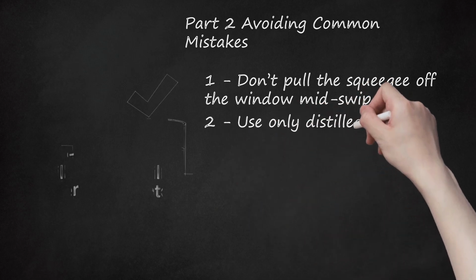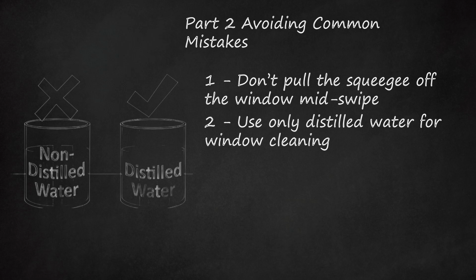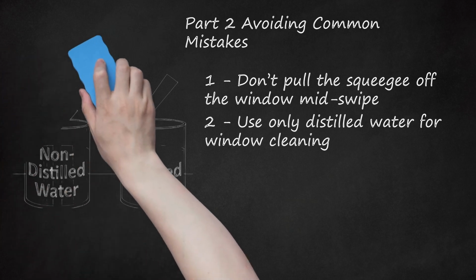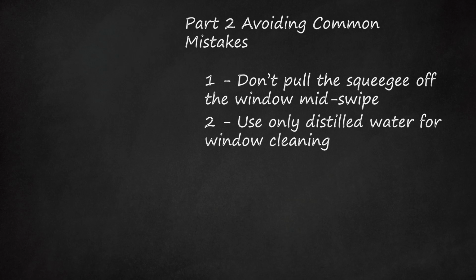2. Use only distilled water for window cleaning. Avoid using any type of water that still has minerals and other elements in it, because these can leave streaks and marks on otherwise clean windows. When non-distilled water evaporates from the windows, it can leave behind traces of these elements and minerals that will stay on the glass and leave visible marks.